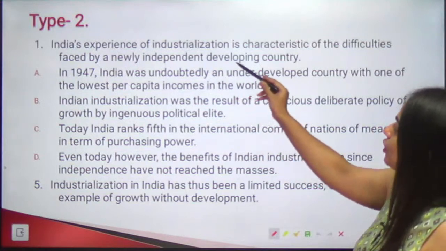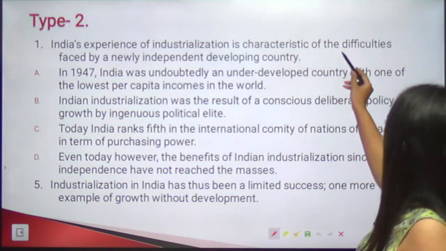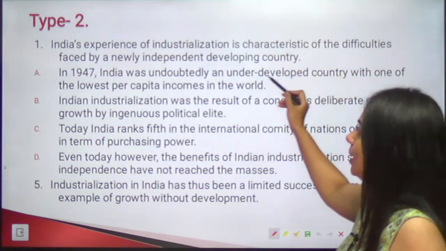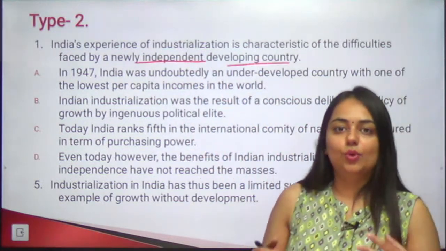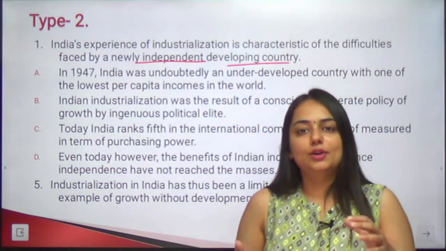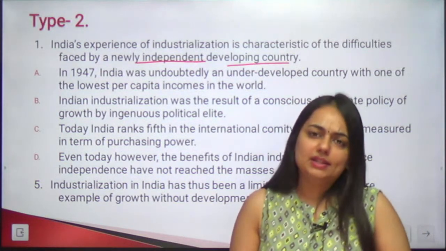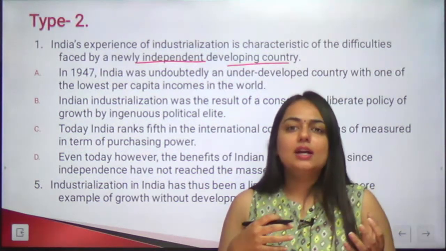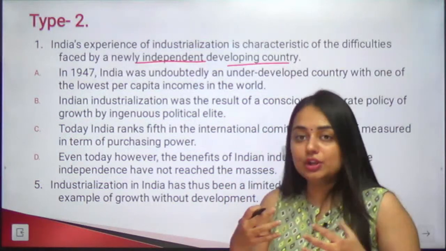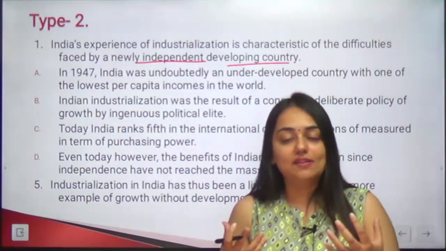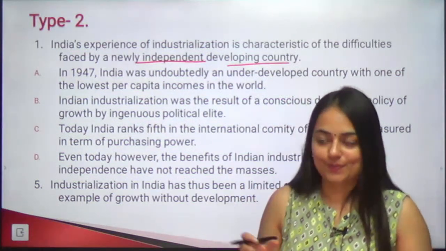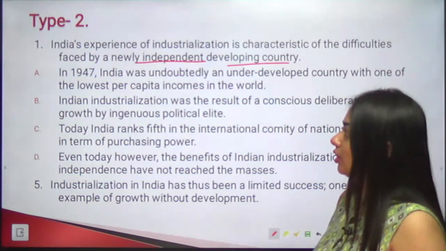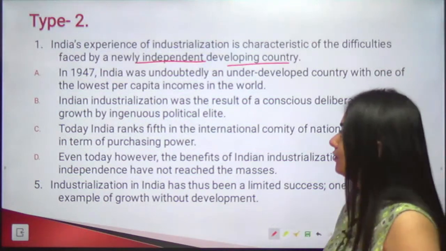India's experience of industrialization is characteristic of difficulties faced by a newly independent developing country. So what idea do we get? What general idea do we get from here? That the passage is about India as a developing country, a newly independent India as a developing country in the matter of what? Industrialization. So that is the opening they have given you.